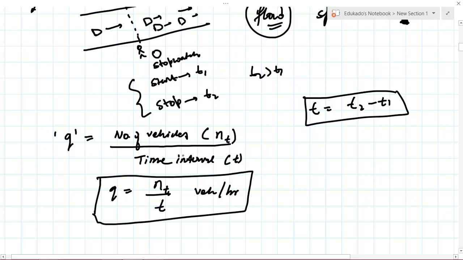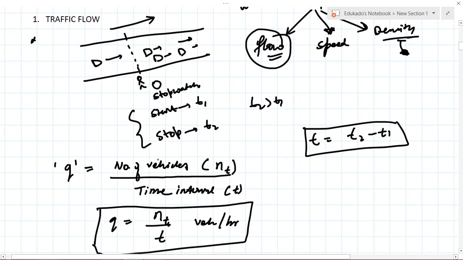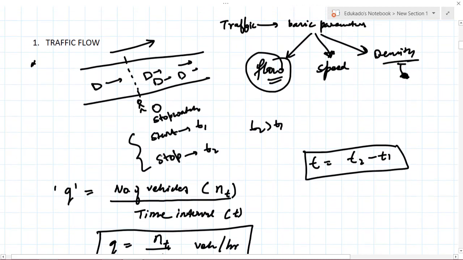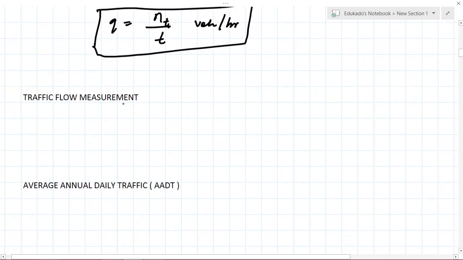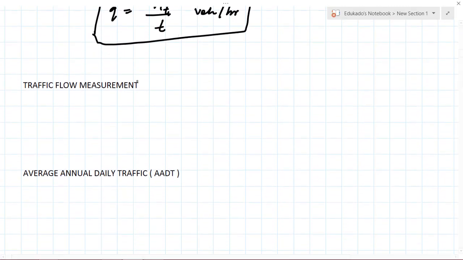Alright, so when we are concerned about how we count the number of vehicles on the road, there are just two ways. One way is to calculate the flow, and another way is to calculate the volume. We will come to the volume part later, but we should understand what is flow right now. So that's it. Alright, so now let's understand the traffic flow measurement.